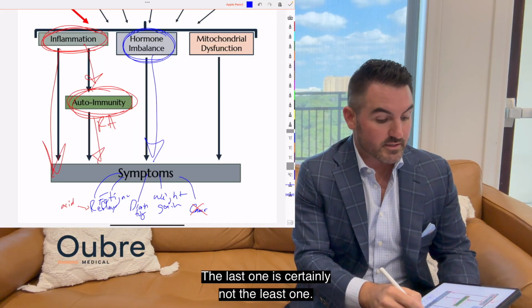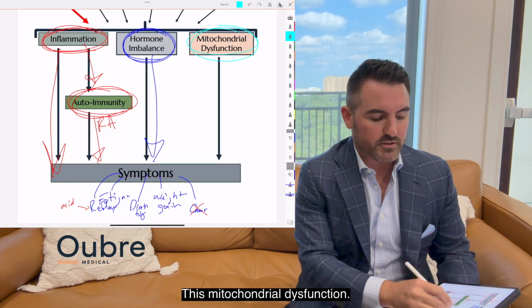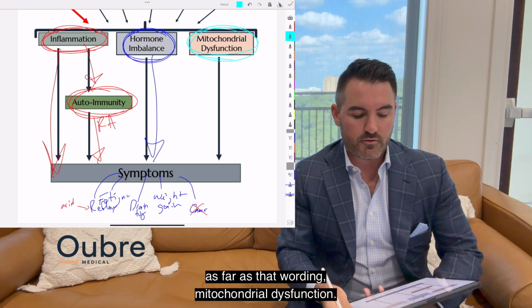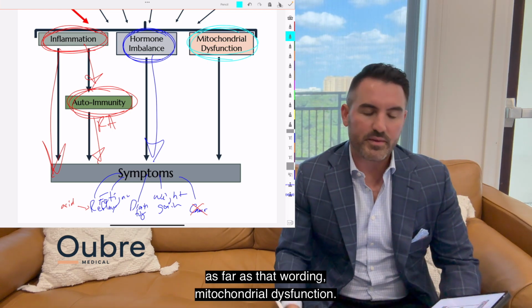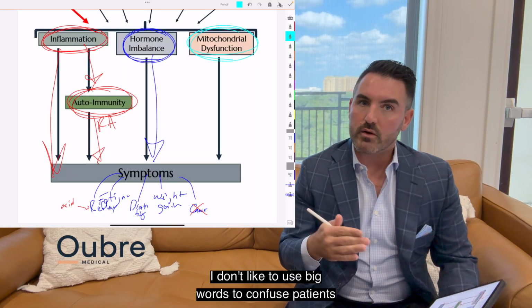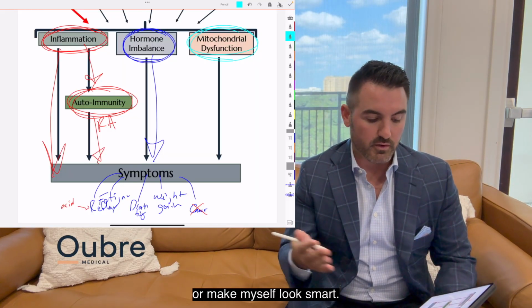The last one is certainly not the least one: mitochondrial dysfunction. I went back and forth about including this in the diagram as far as that wording, mitochondrial dysfunction, and I left it there because I don't like to use, as a doctor, big words to confuse patients or make myself look smart.